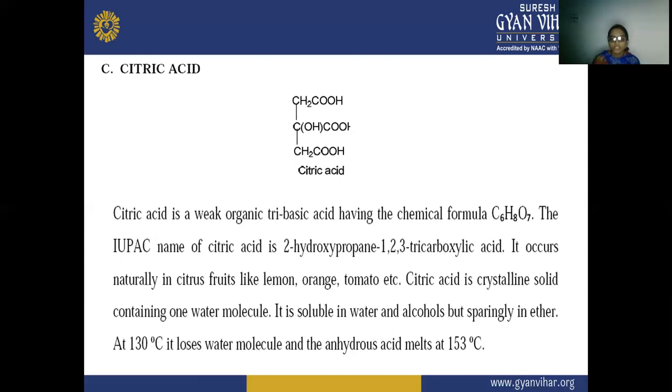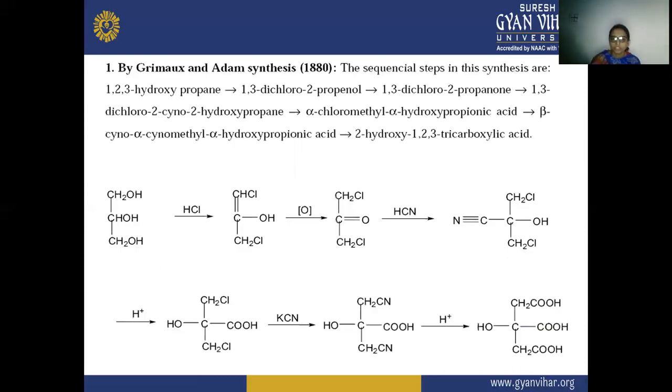It occurs naturally in citrus fruits like lemon, oranges, tomato, etc. Citric acid is also a crystalline solid containing one water molecule, and it is soluble in water and alcohol but sparingly soluble in ether. At 130 degrees, it loses the water molecule, and the anhydrous acid melts at 150 degrees centigrade.